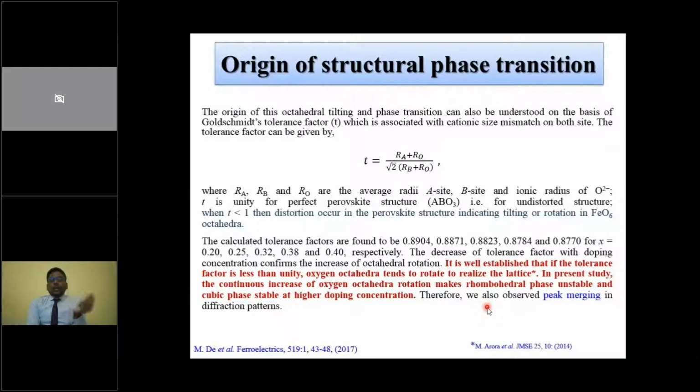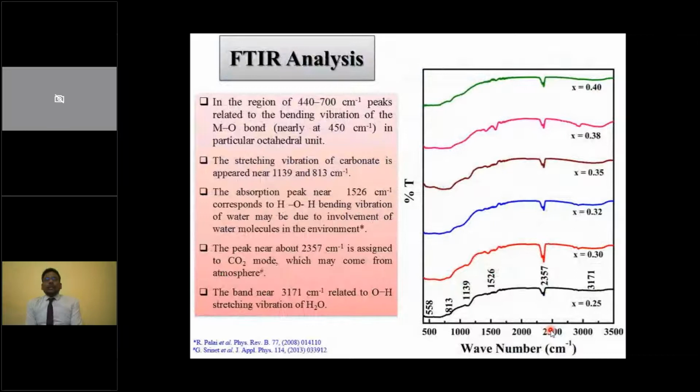That thing are directly depicted from the peak margin in the XRD pattern. Now coming to the FTIR, it is also one of the vibrational structures that we can find. Here we took it from 400 cm⁻¹ to around 3500 cm⁻¹. Now whatever the higher frequency, this is related to some functional group, we all know that.